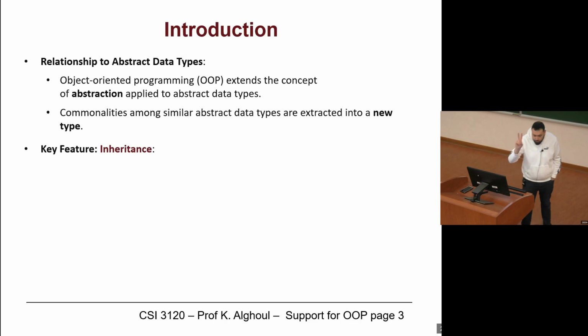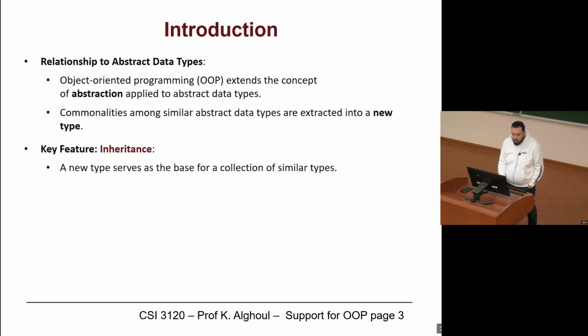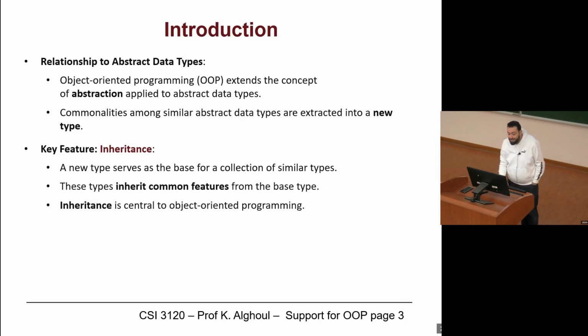The key features, so we have two key features. The first one in object-oriented is going to be inheritance. Inheritance is what differentiates object-oriented from the normal abstract data types. So inheritance is what? It's a new type that serves as the base for a collection of similar types. So I have, let's say, class Animal, that's the type. And then inside it, I'll have, for example, dog and cat, all these are subclasses. So they can inherit from the main base class. These types inherit common features from the base type. Inheritance is central to object-oriented programming.